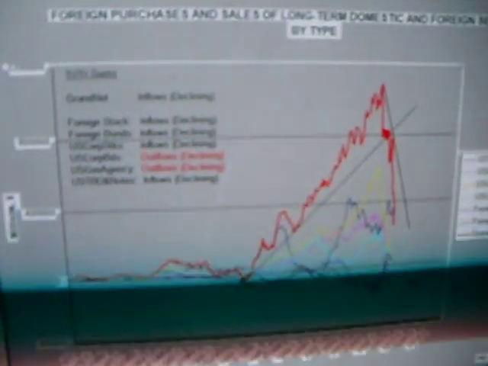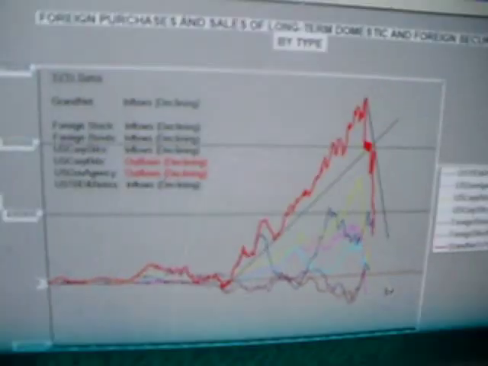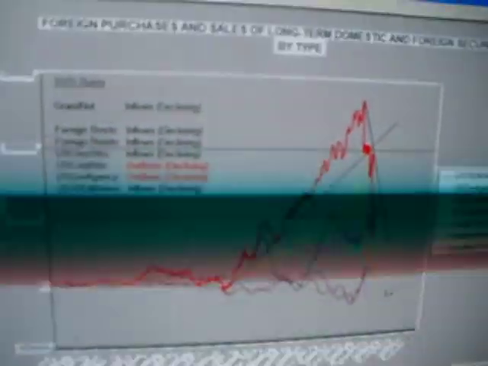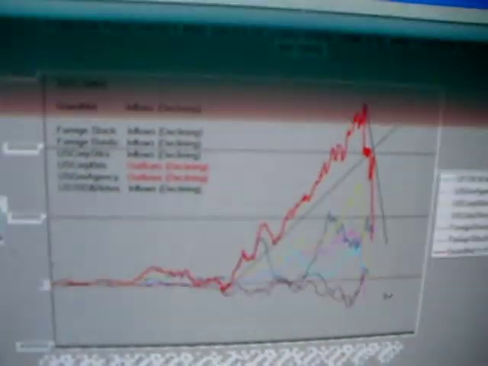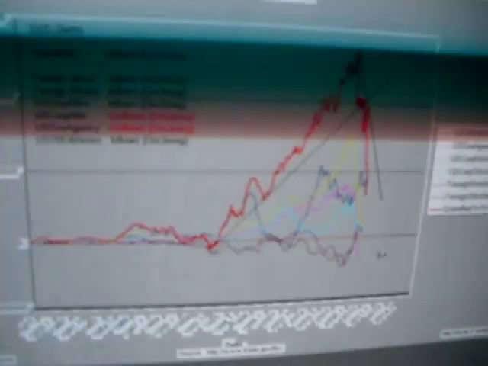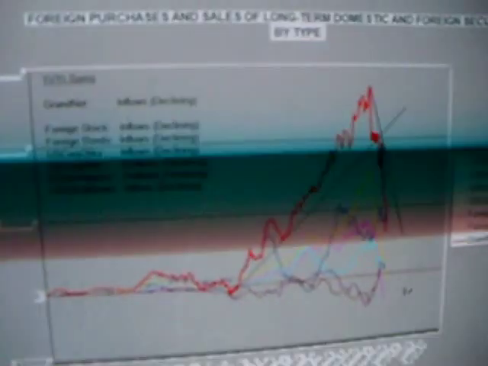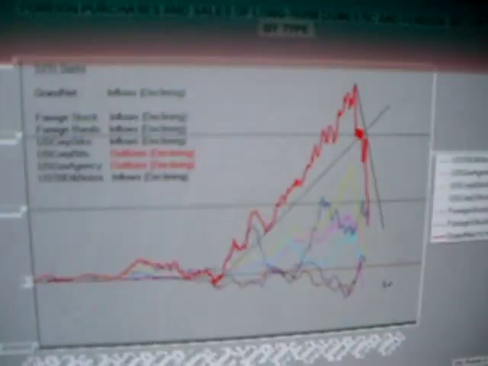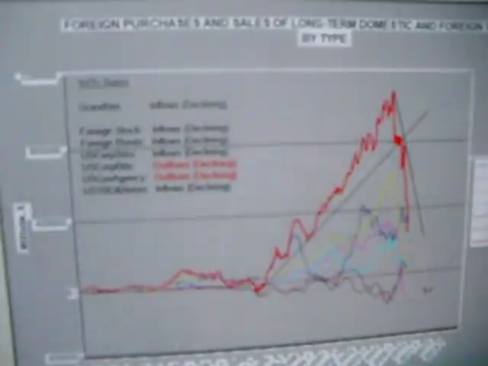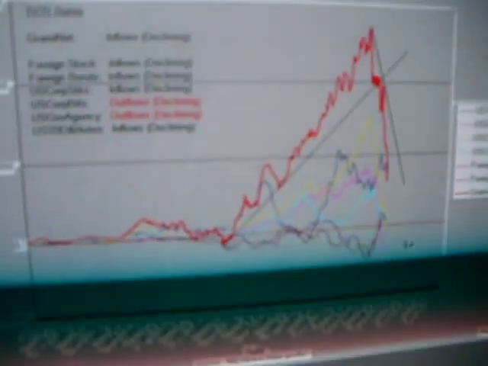This is a graph I got through the website of Jim Willie. It's the foreign purchases and sales of long-term domestic and foreign securities by type. It is a graph that shows you, let's say, the trade balance for different types of paper: US Treasury bonds, US corporate bonds, and all kinds of other stuff, foreign bonds. And it shows you clearly that there's been a line.